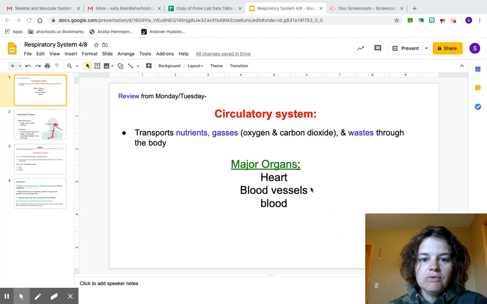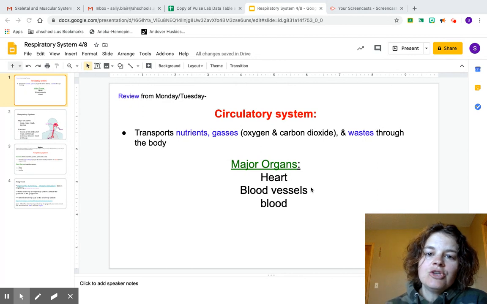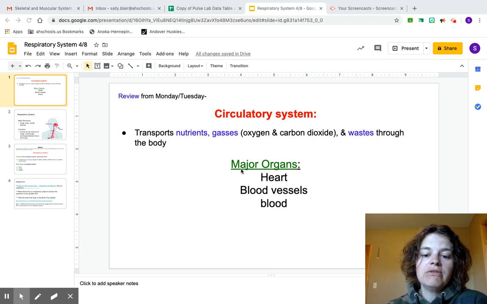Just as a review, the last 2 days we've been talking about the circulatory system, otherwise known as the cardiovascular system. Monday you should have watched a little video and seen the parts: the heart, the veins, the blood, and everything flowing through your body. Yesterday I left you with a little lab to see what you could come up with for your pulse numbers. A lot of you did a great job on that. I'm going to run through that again really quick.